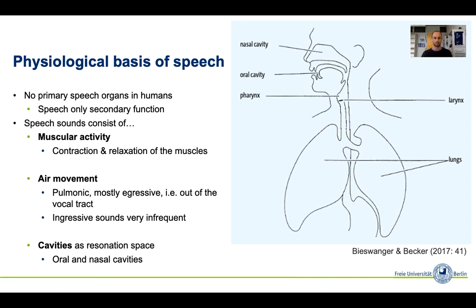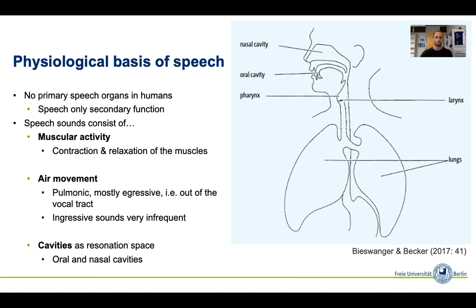We also use muscles in order to produce speech sounds, and also air movement, right? So the air goes either from the lungs and leaves our body, or it goes the other way around. Those are the ingressive sounds, where we inhale, and by inhaling produce sounds. These sounds are very infrequent and not used in English, only in several languages of the world. We also use cavities, the oral or nasal cavity or the larynx, in order to produce the sounds. And we use these cavities as resonation spaces.